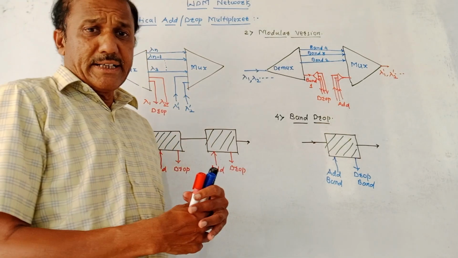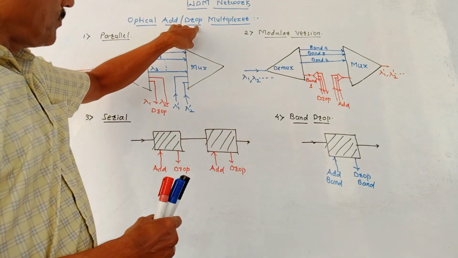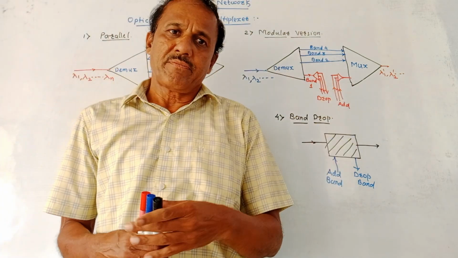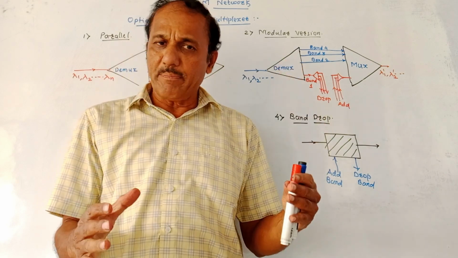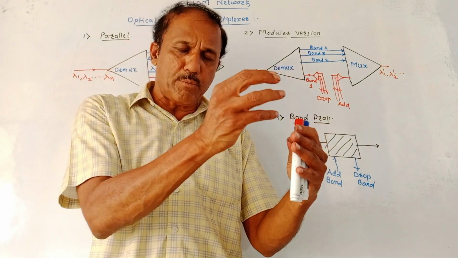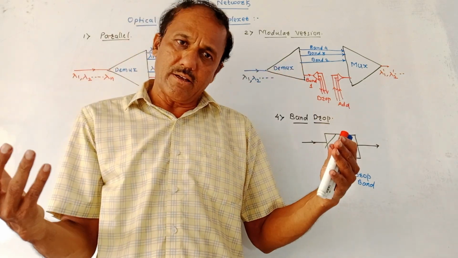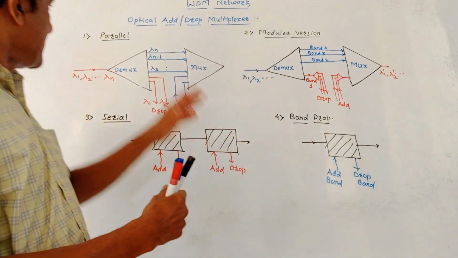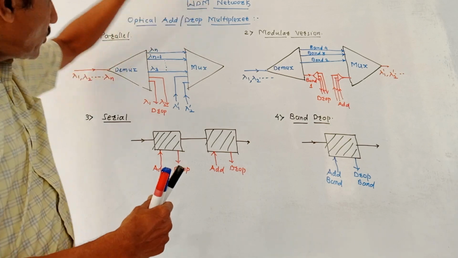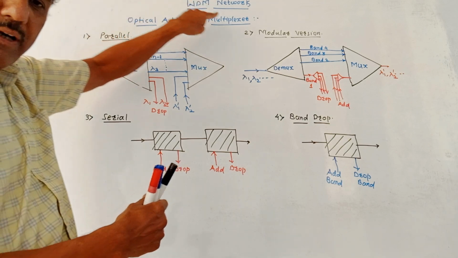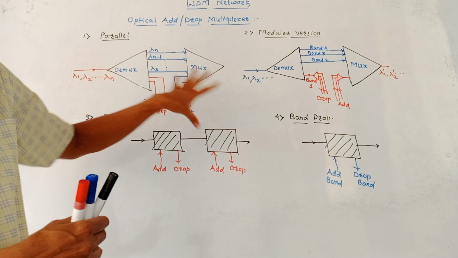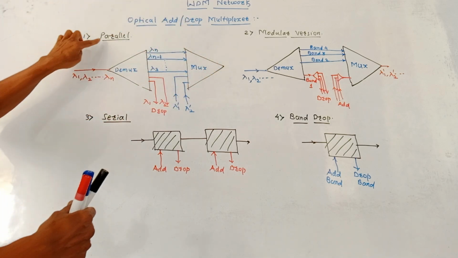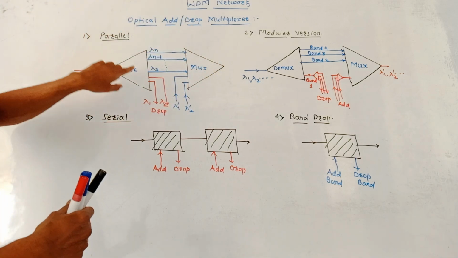So these are important features of WDM network. Now next part is optical add or optical drop multiplexers. As we discussed, in some applications it is required to add a particular wavelength, or it may be a requirement to drop a particular wavelength. To perform such actions, OADM, that is optical add or optical drop multiplexers, are used. So there are four basic types of OADM. First is the parallel connection.